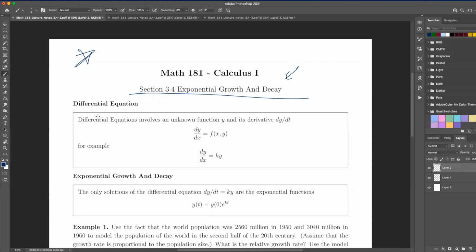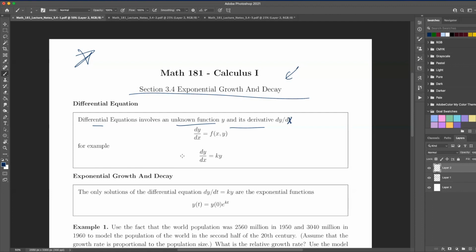But here's what a differential equation is. A differential equation involves an unknown function and its derivative, right? And so here, this time I have t. This is a t. I should have switched this to an x. Sorry. So here we have an unknown function and its derivative. So dy/dx is some function of x and y.